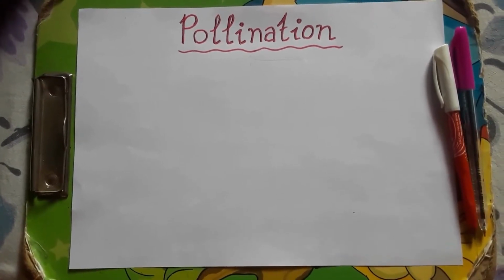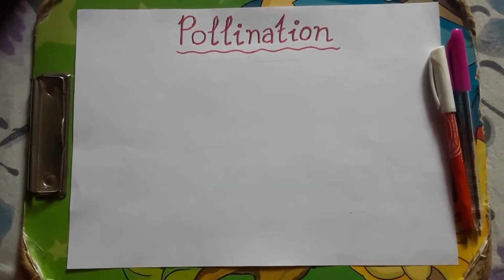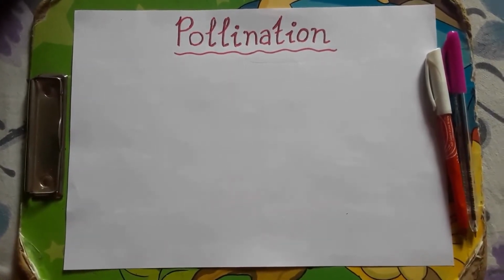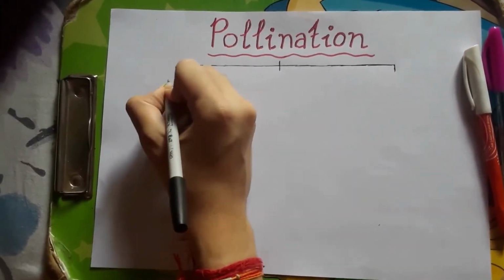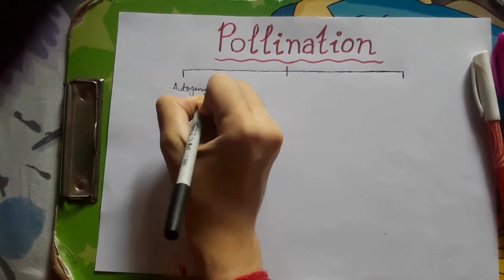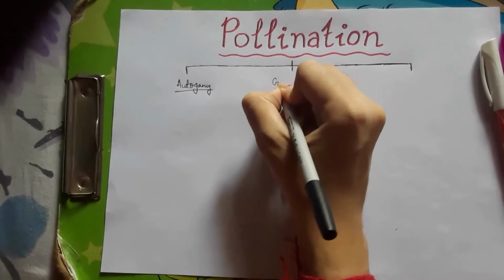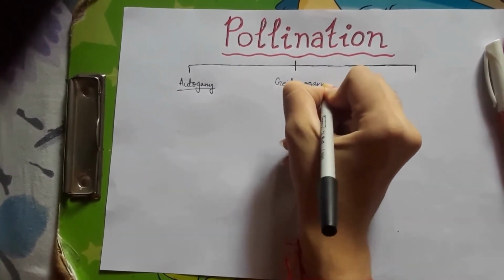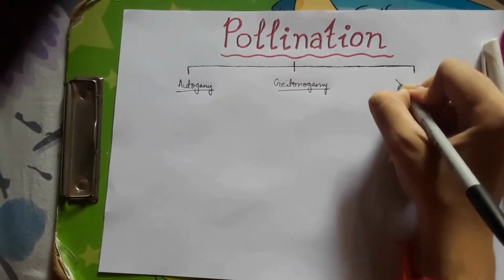So, what is pollination? It is the transfer of pollen grains from anther of a flower to stigma of the same or another flower. It is of three types, namely Autogamy, Geitonogamy and Xenogamy.